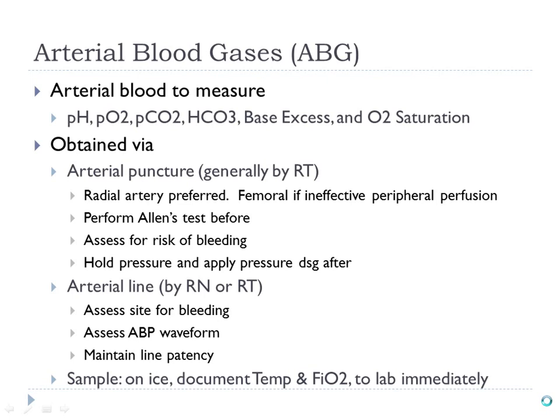You want to document on the sample, on the slip, the patient's temperature, because it can affect the patient's pH. You want to document the patient's FiO2. Why? Because we want to compare the PO2 to what the FiO2 is. And it should be taken to the lab immediately. Walk to the lab, not tubed in the tube system, and it should be on ice.